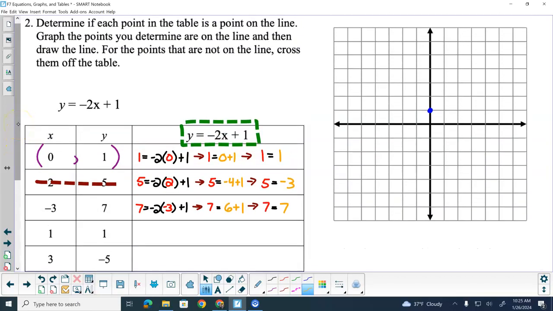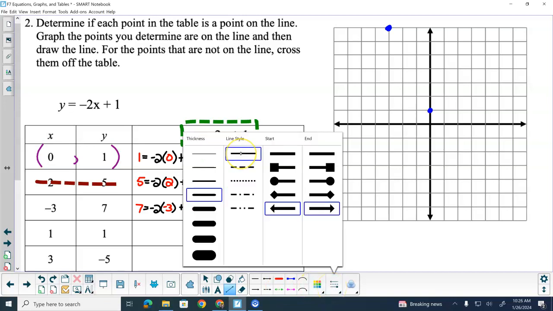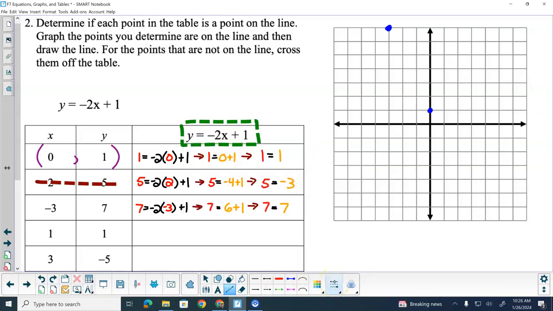Negative 3, 7 would be 3 to the left, up 7, puts me right there. Do I have enough to draw my line? Well, let's draw it. We're going to use a straight edge. We're not going to draw it freehand. We're going to use something straight, like a ruler or an ID or the edge of our folder, so we can draw it nice and straight.